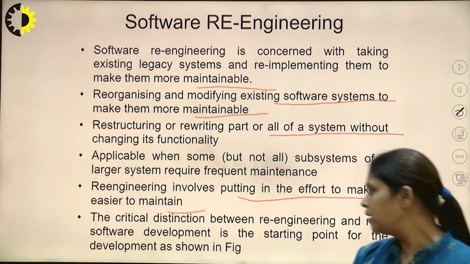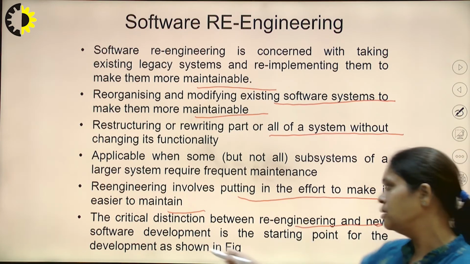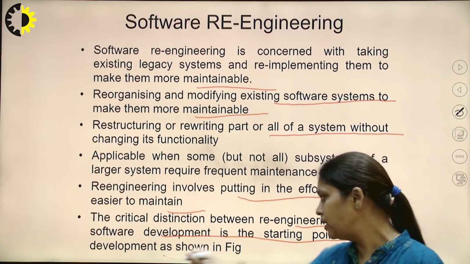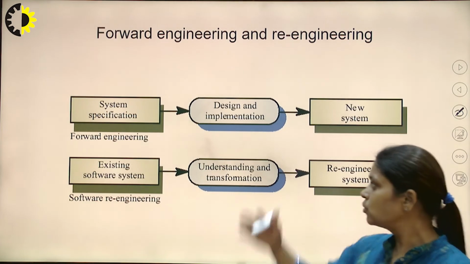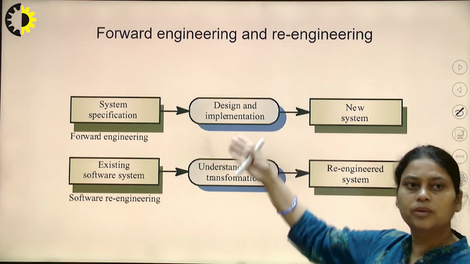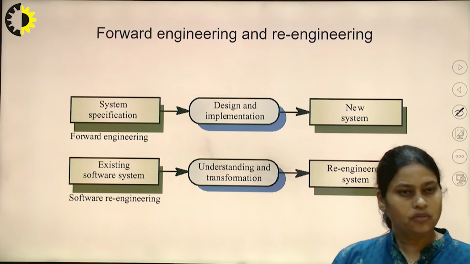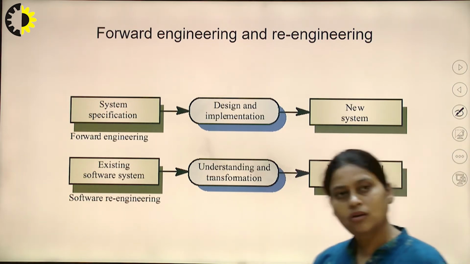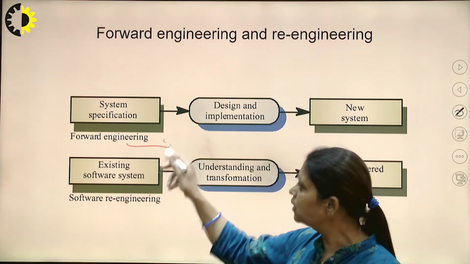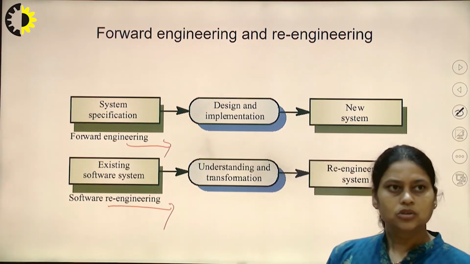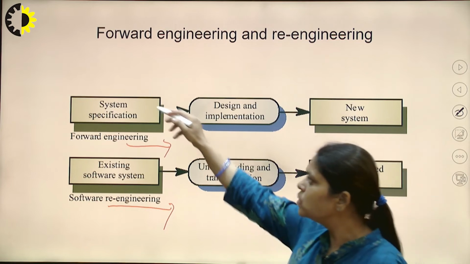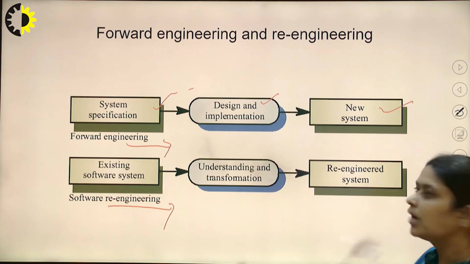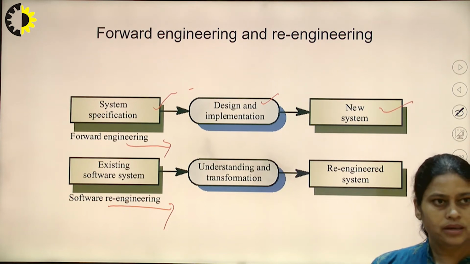The critical difference between re-engineering and software engineering is the starting point of development, as shown in the figure. This is the basic difference between the software engineering process and the re-engineering process, or we can say forward engineering and re-engineering. In forward engineering, we start from the specification, then go for design and implementation, and finally we develop the new software.